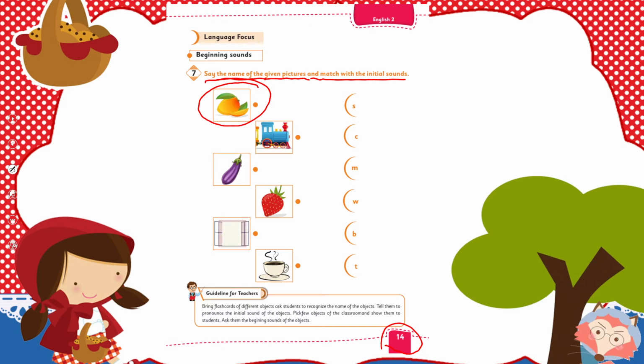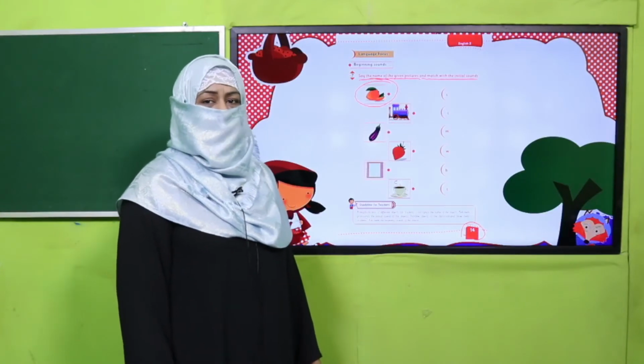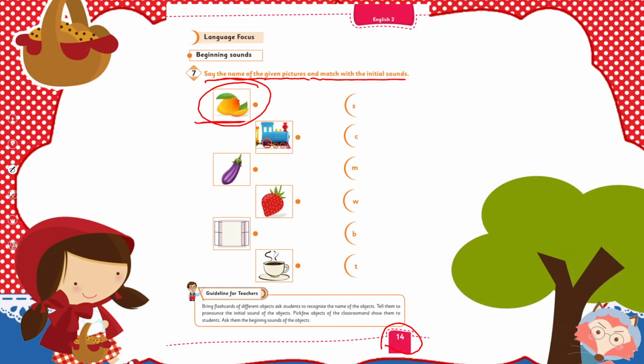For example, look at this picture. What is this? It's a mango. So say mango. Which sound is coming first? Mango. Yes, and it's the sound of letter M. Good. So it will go with M. Likewise, you will keep saying all the words and keep matching their initial sounds. Pause the video. Enjoy this activity.